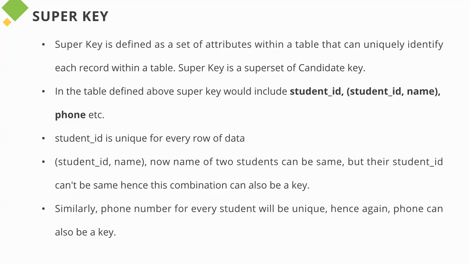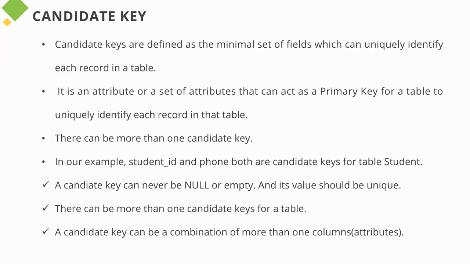Whereas with the phone number, the primary key will take only one, right? The phone number for every student will be unique. Hence, phone number can also be a key. But student ID can't be null, while phone number can sometimes be null, right? So we say a combination of keys, or a unique key, is called a super key. It's a superset of the candidate key. So what is a candidate key? We have said that a superset of the candidate key is called a super key. Now, let's see what a candidate key is.